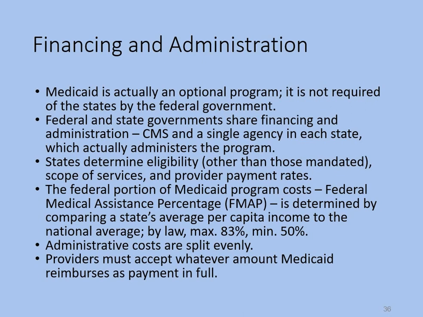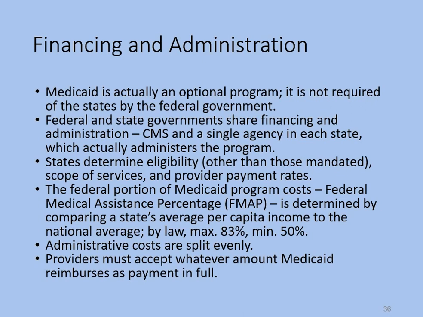take part in this. Federal and state governments share financing and administration. The Centers for Medicare and Medicaid, and a single agency in each state, is required to administer the program. States determine eligibility other than those mandated, scope of services, and provider payment rates. The federal portion of Medicaid program costs, the federal medical assistance percentage, is determined by comparing a state's average per capita income to the national average, by law, a maximum of 83%, a minimum of 50%.